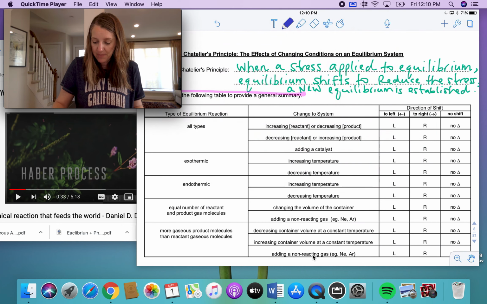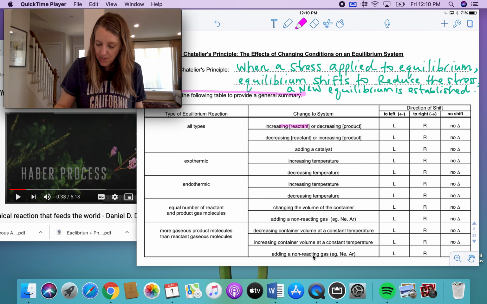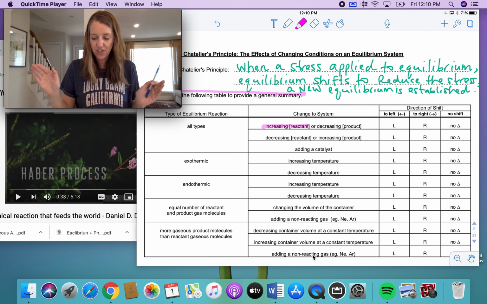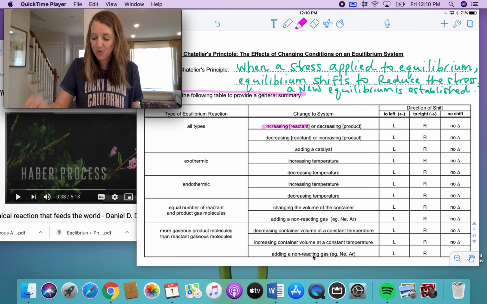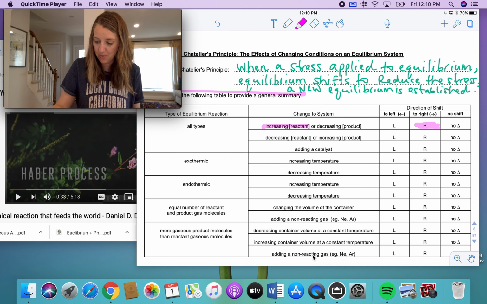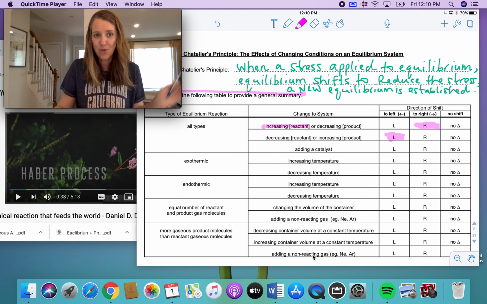All systems, if you increase the reactant, okay? If you increase the reactant, is it gonna shift to the product or the product to the reactant? Which way is the shift gonna happen? If you increase the concentration of your reactants, you are shifting to the right. Decrease is just gonna be the opposite way. But don't memorize the decrease, just memorize all the increases, okay? Nothing if you add a catalyst.